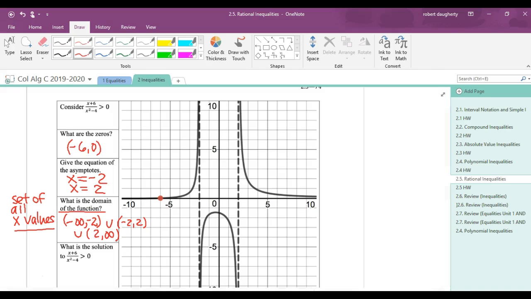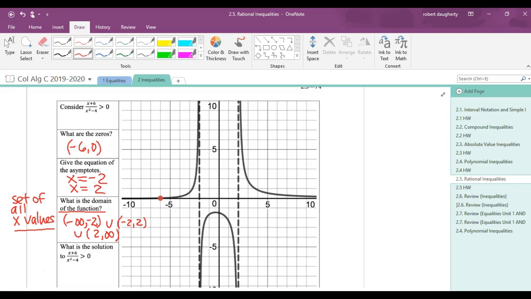Okay, that looks like a lot of writing, but all that's saying is this function is not defined at negative 2 and 2. So where is it defined? Every number other than 2 and negative 2. How do I write in interval notation every number except negative 2 and 2? That means it goes from negative infinity to negative 2, negative 2 to 2, and 2 to infinity. So that's the set of all allowed values.